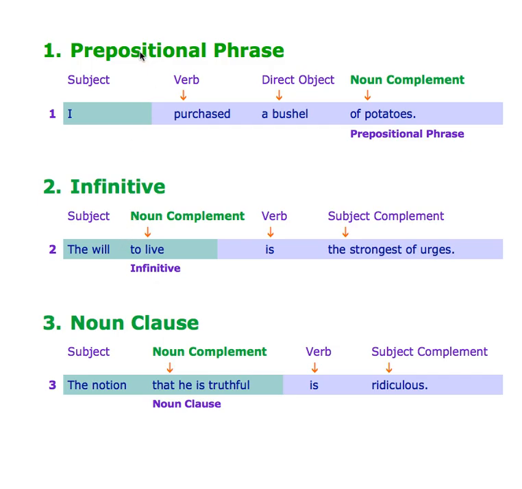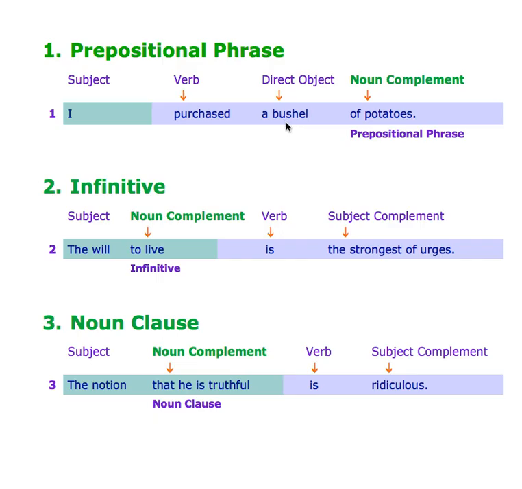The prepositional phrase can be a noun complement. In this video, you'll see the green bar is the subject side of the sentence, and the purple bar is the predicate side. So here we see on the predicate side, we have a prepositional phrase, of potatoes. This prepositional phrase is also a noun complement. It is a noun complement complementing the noun bushel.